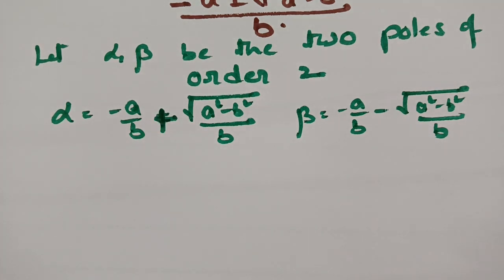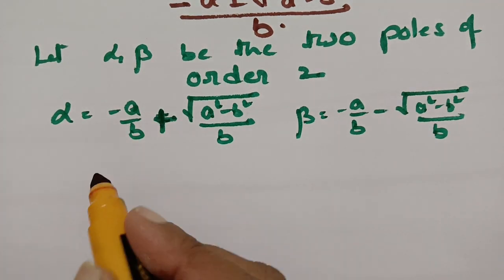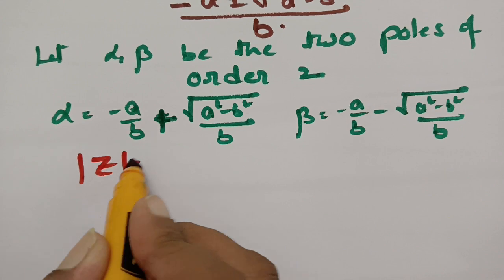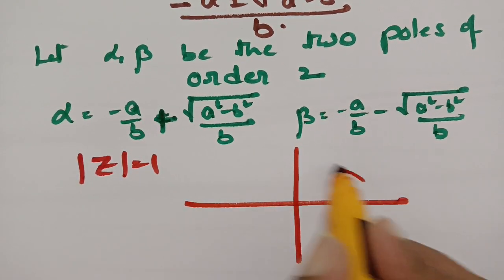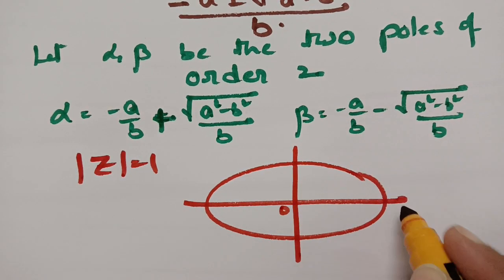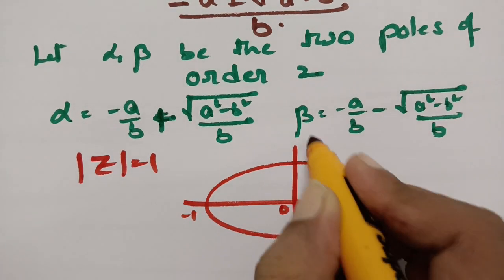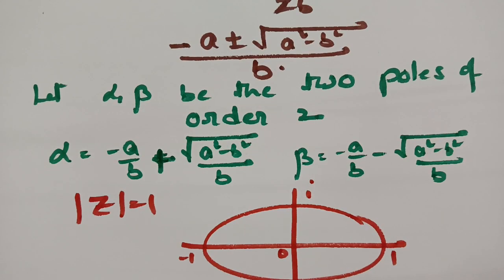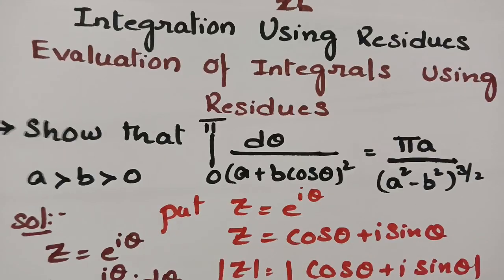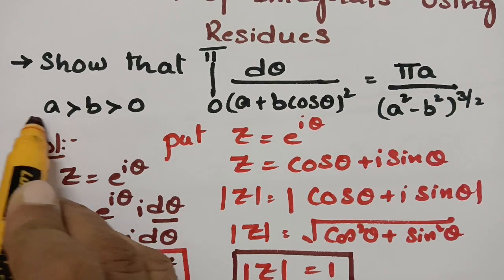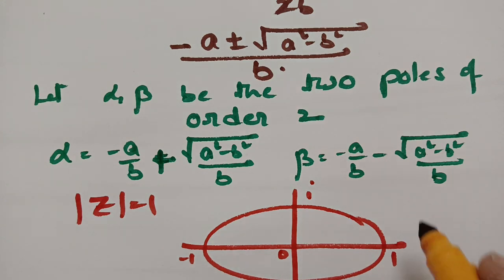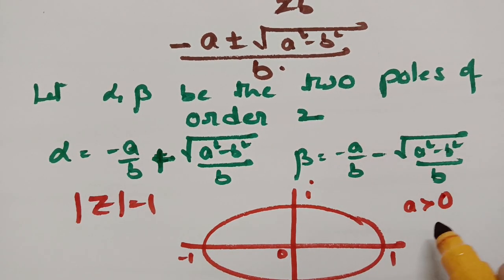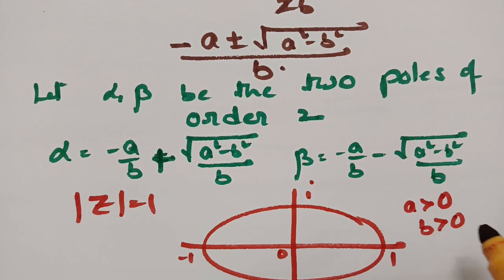See here, the region is |z| = 1, so this is a circle with center 0 and radius 1. So this is i and this is minus i. For example, here there is a case given that a is greater than 0, and b is also greater than 0. Here is the condition I am bringing now. So a is greater than 0 and b is also greater than 0.